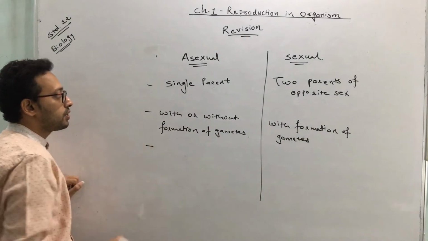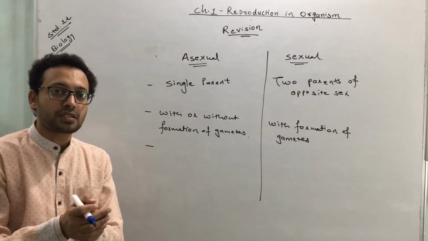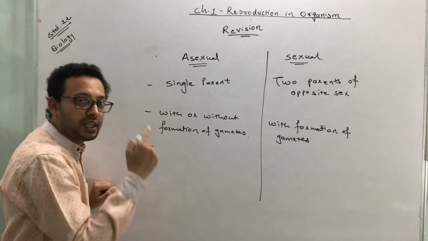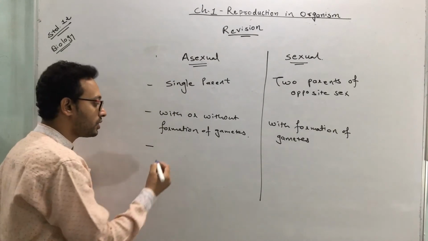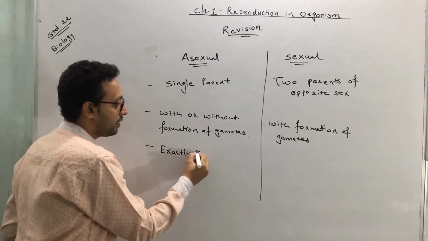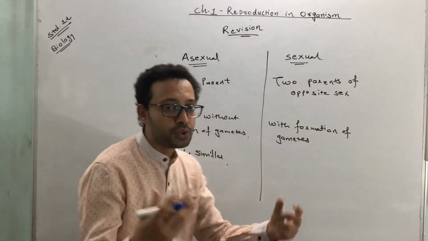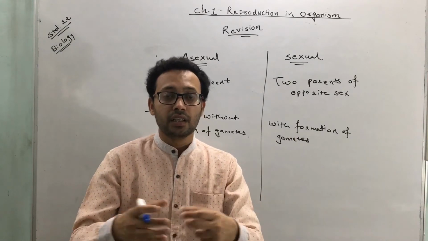In asexual reproduction, as only one parent is involved, there is no fusion of gametes. No fusion of gametes in the asexual mode of reproduction. So the new offspring which is produced is exactly similar. Exactly similar. But here there is a fusion of two gametes. The male and female gametes fuse together.